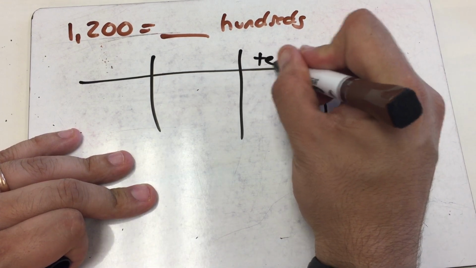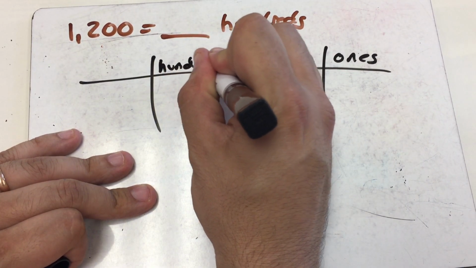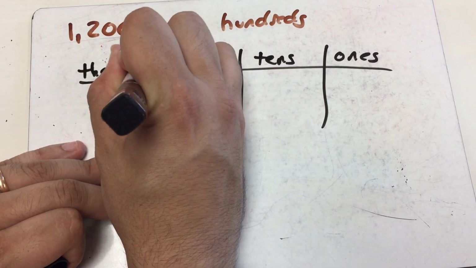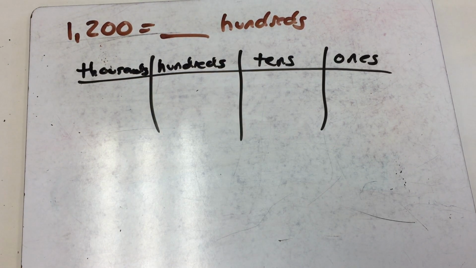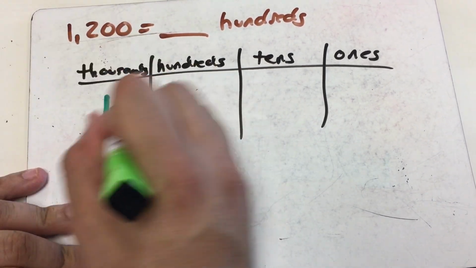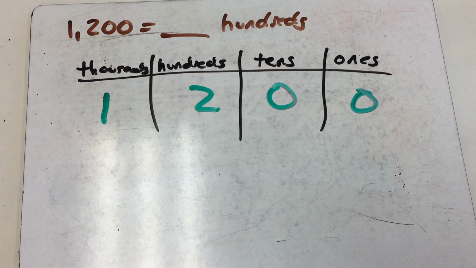Ones, tens, hundreds, thousands. So I've got my ones, tens, hundreds, and thousands, and now I'm just going to fill in the different place values on my place value chart. I know my number here is 1,200, so that's really easy to copy down on here. And now I'm just going to draw that out.